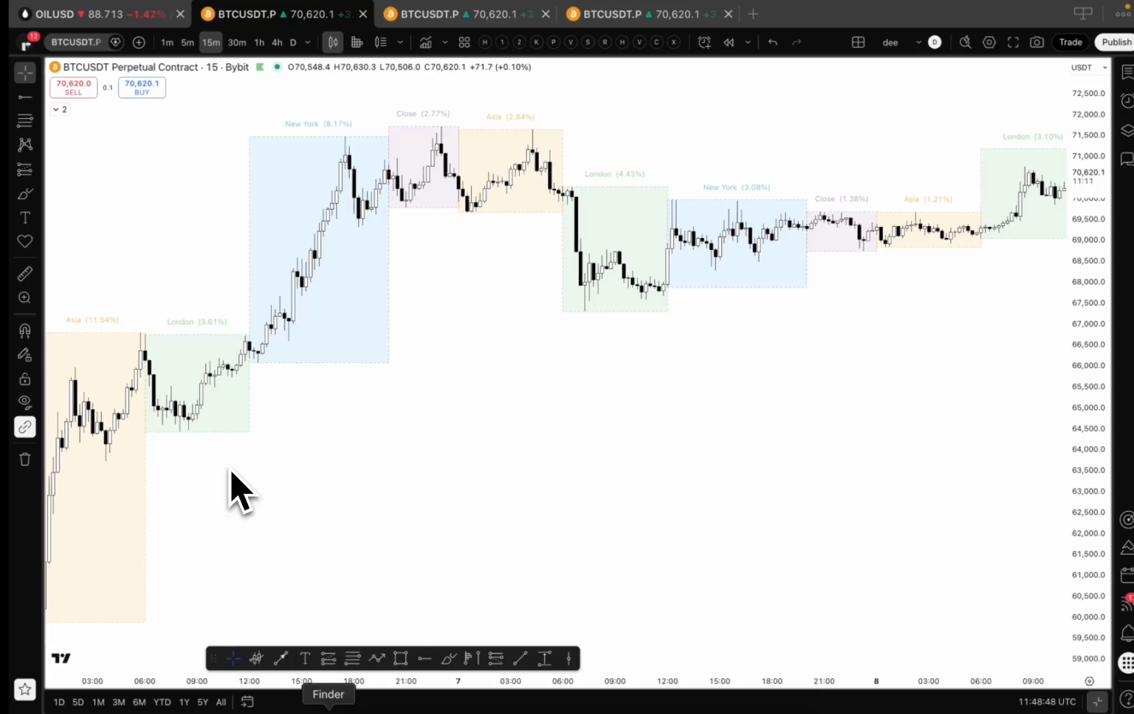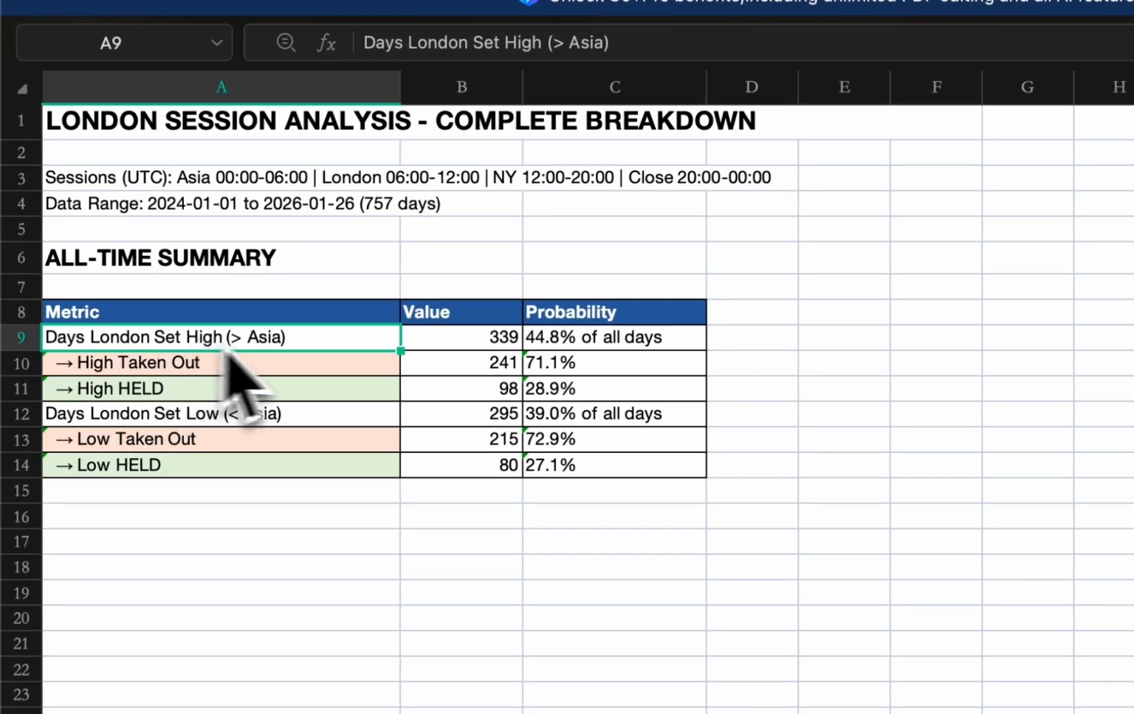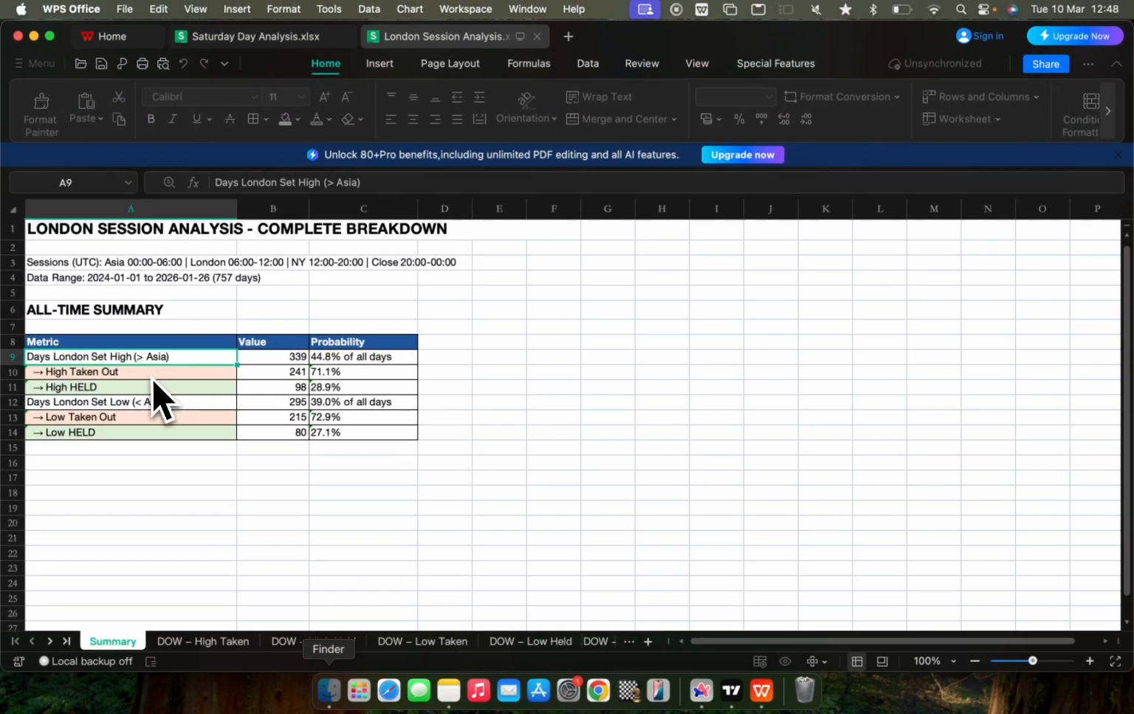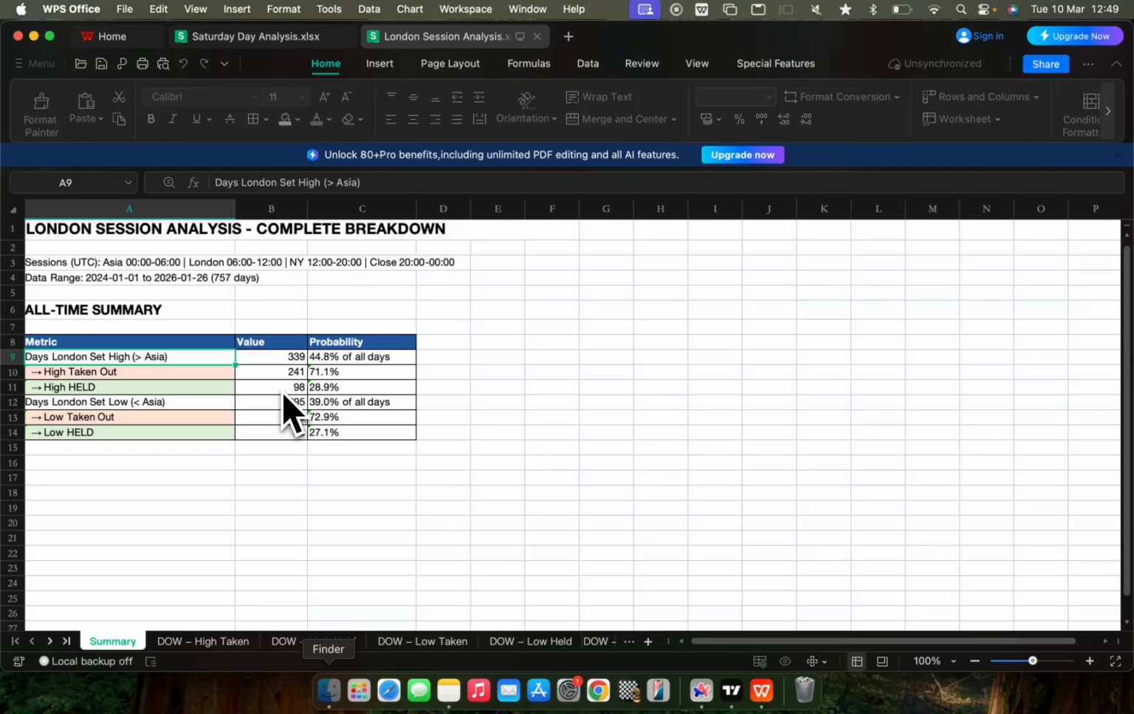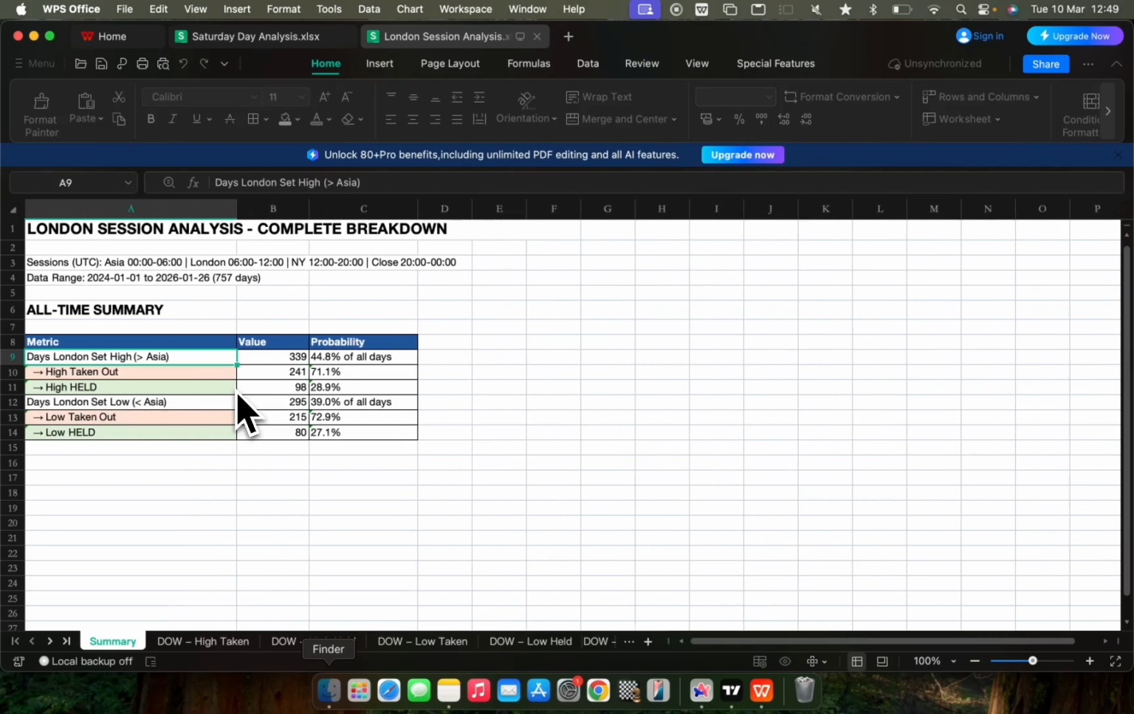Now for my data, from what I have so far, this is it. London sets the daily high, that is, London high is greater than Asia high, in 339 out of all 757 days. The data I did was for about 700 and something days. So the days London set the daily high was 339 out of those 757 days. Then days where the high was taken out was 241. That is 71%. So there's a 71% chance of London high being taken out on the new trading day.